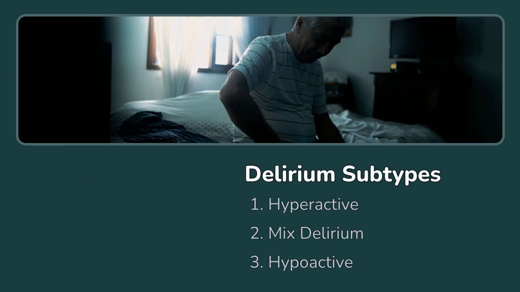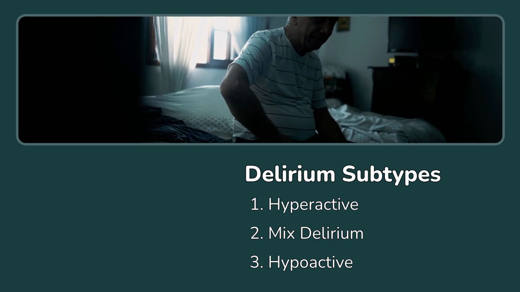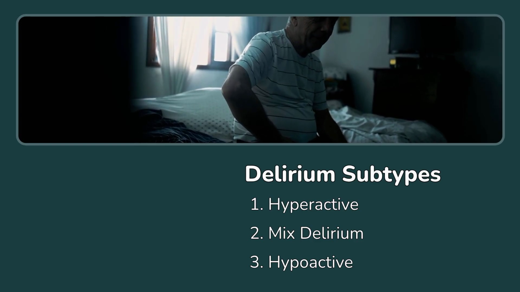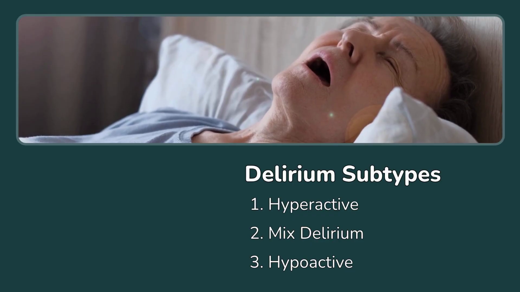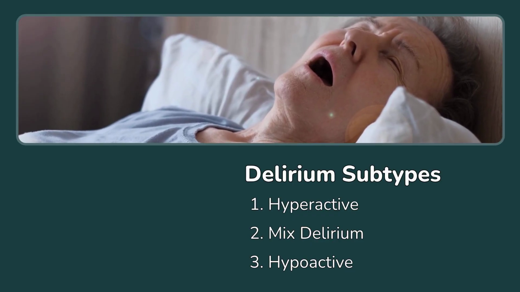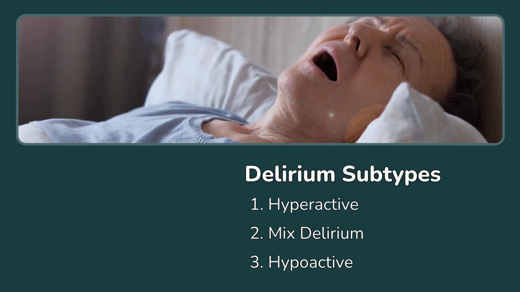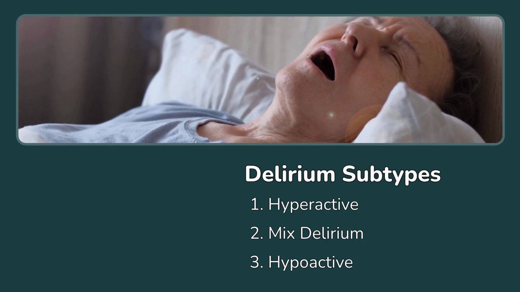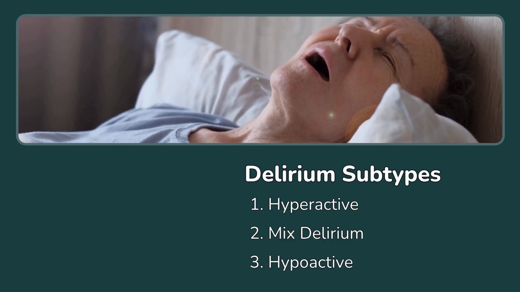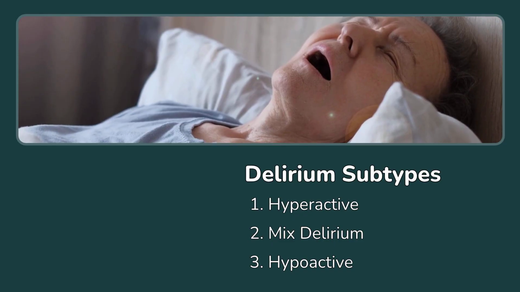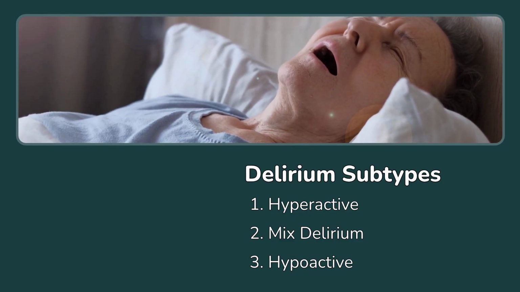There are 3 motor subtypes: hyperactive delirium, agitation, restlessness, hallucinations, easier to recognize. Hypoactive delirium, quiet, withdrawn, sleepy, less responsive. This is the most common in older adults and the most frequently missed. Mixed delirium fluctuates between both. Hypoactive delirium has higher mortality because it goes undetected. If someone becomes suddenly quiet and withdrawn overnight, that is not just tired.